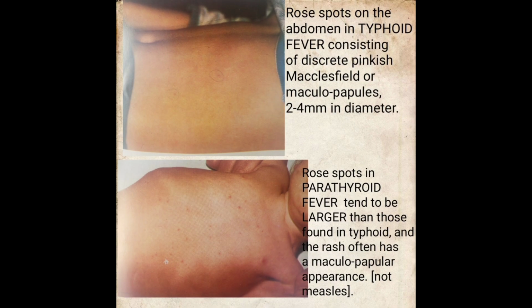Let us look at some of these pictures. The topmost picture shows the rose spots that are very commonly seen on the abdomen and the chest of people. And when you compare the two, you will see that typhoid fever tends to have larger rose spot patches, and that almost makes for a correct diagnosis that the person is having typhoid.